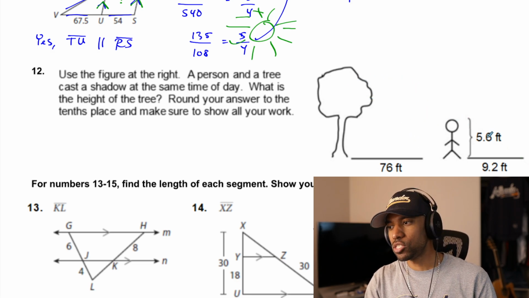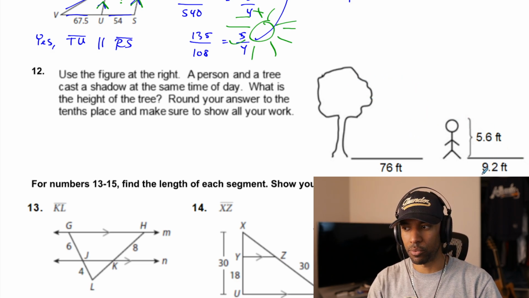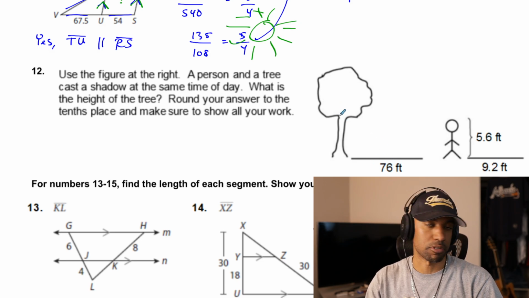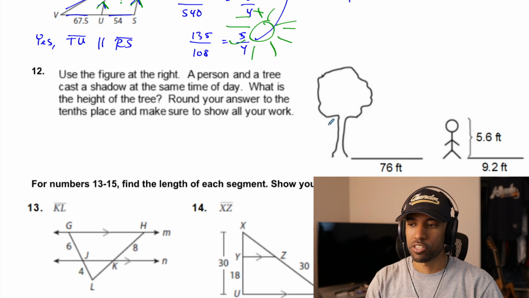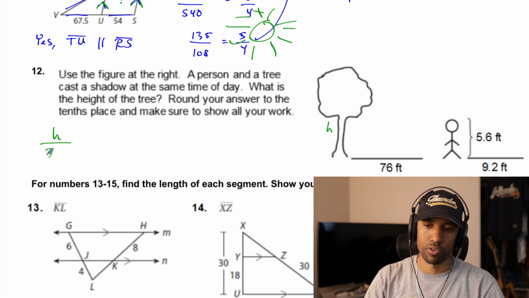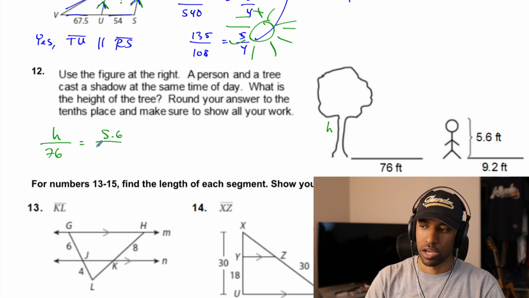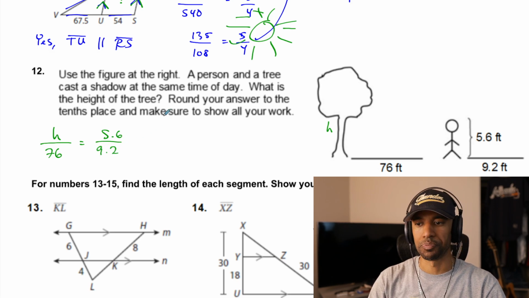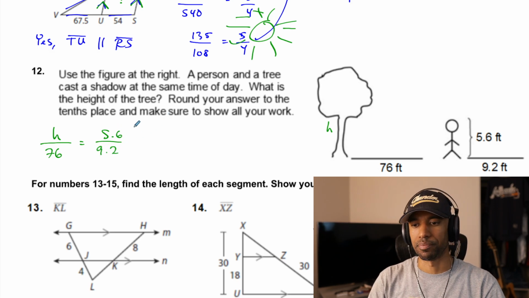So anyway, whatever the similarity ratio is, however many times my shadow is compared to me, the tree's shadow will be that many times compared to the tree. So if this is h, the height of the tree, I can say the height of the tree over 76, the 76-foot shadow, equals my height, which is 5.6 feet, over my shadow length, which is 9.2. It's basically the setup of that.